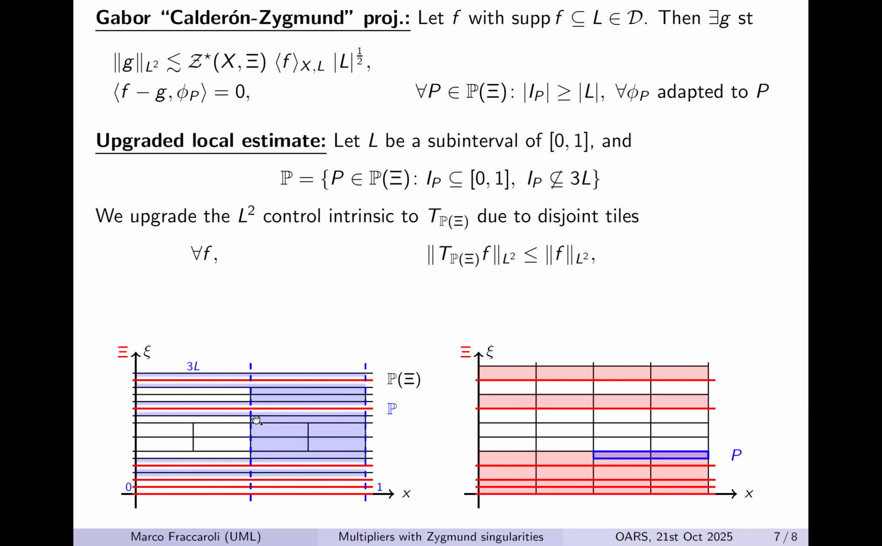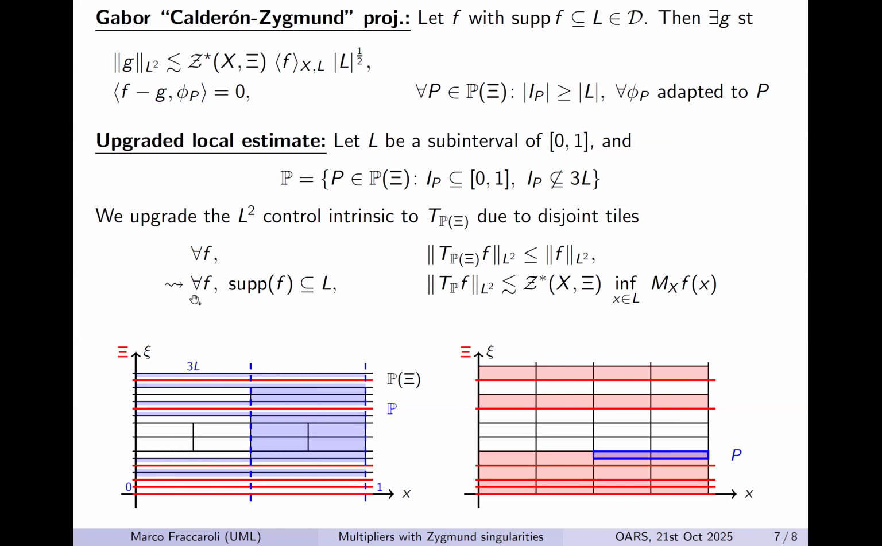So there is an intrinsic L2 estimate that is available for phase plane tiling operators, T, P, xi of F, because these tiles are disjoint, and so they interact well with L2 orthogonality, either in time or in the frequency variable.